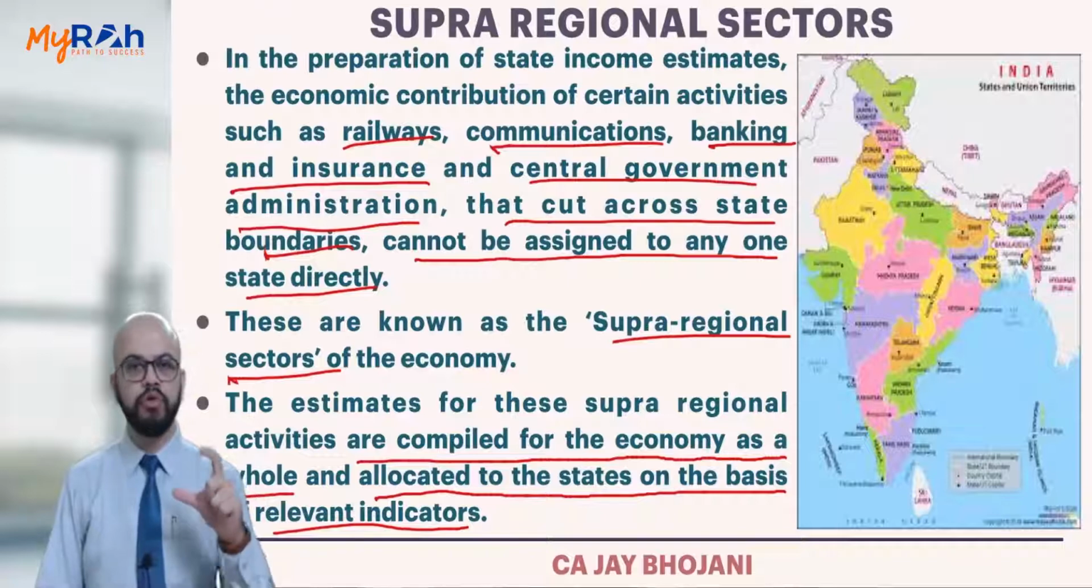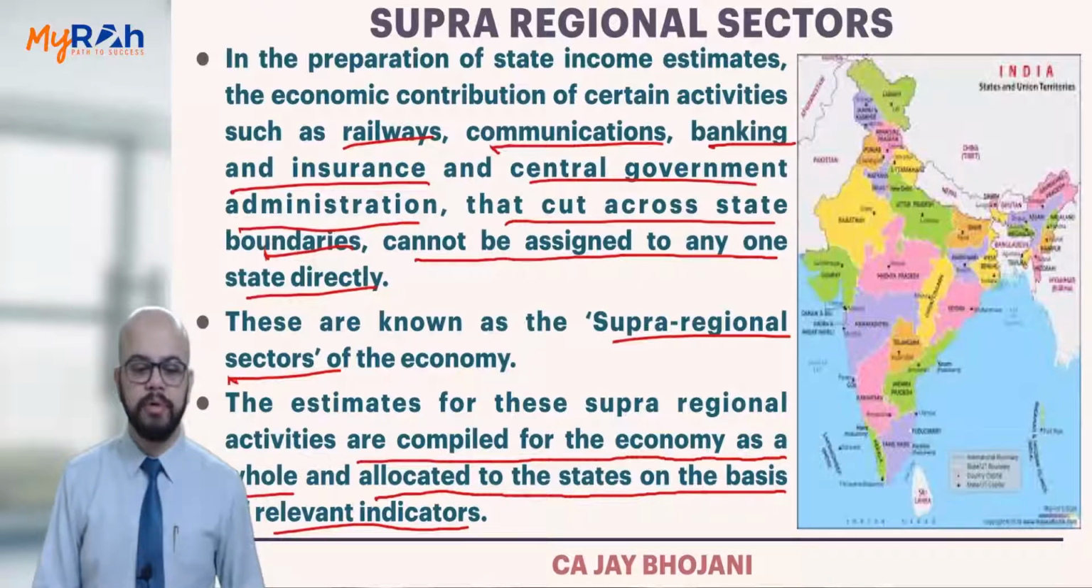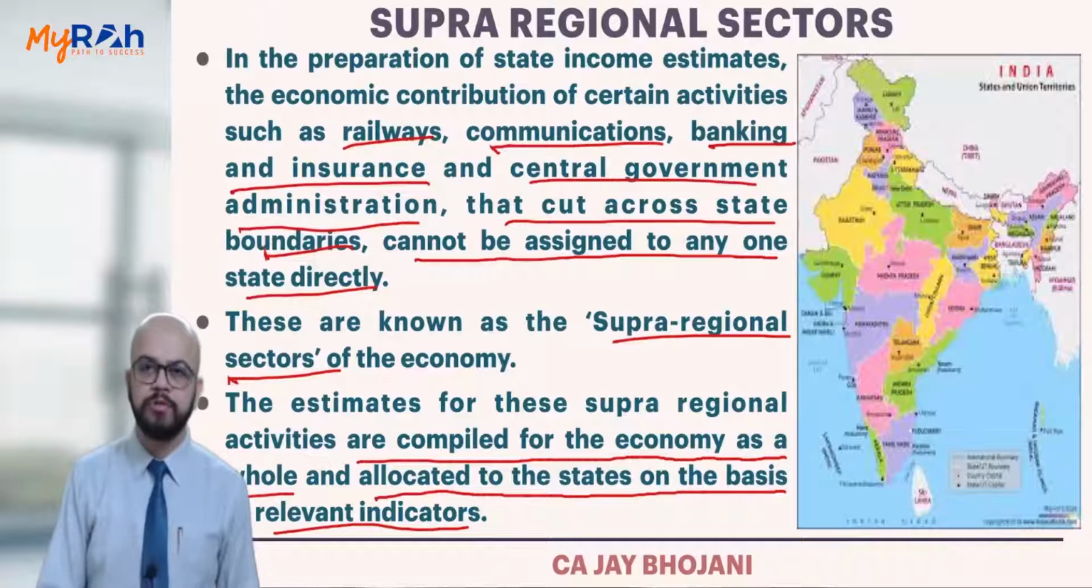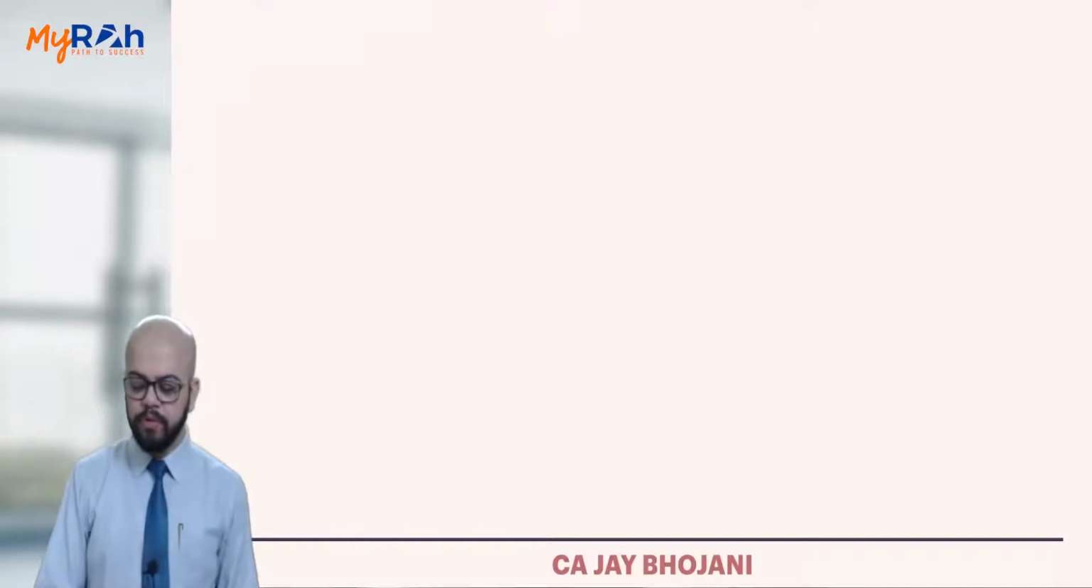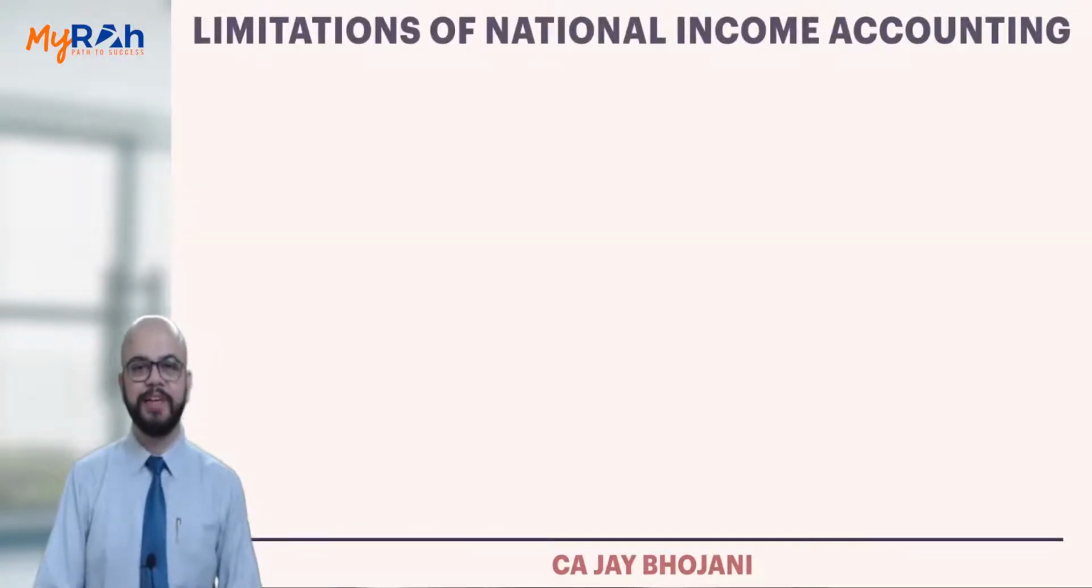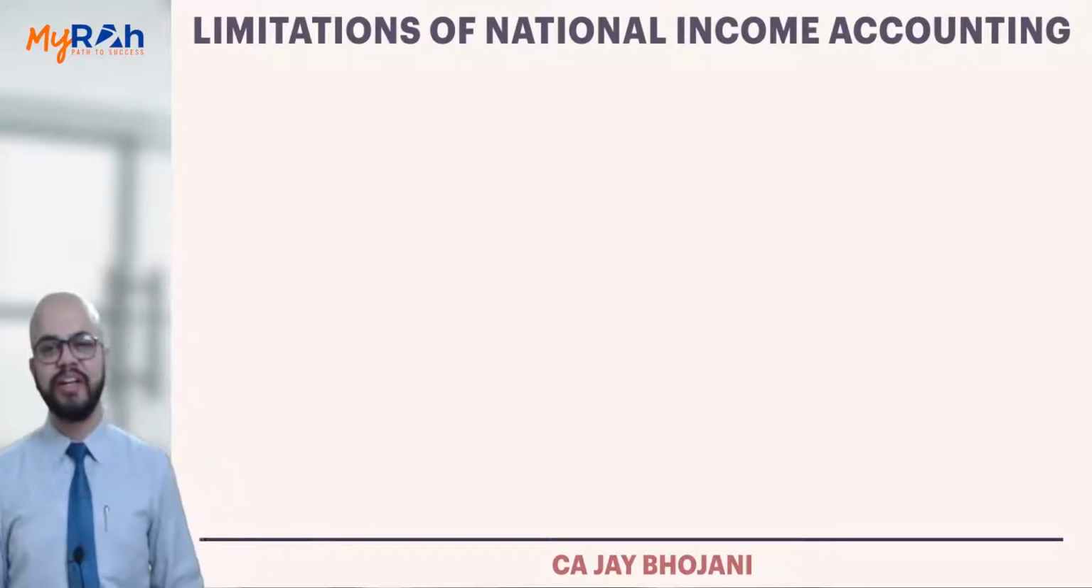Fine, a very small topic, quite possible that it might be asked for a 2-mark or a 3-mark question. So there are very high chances that it fits properly in this category, so please make sure that you understand this properly, right? Now going to the last topic of the unit, that is limitations of national income accounting.